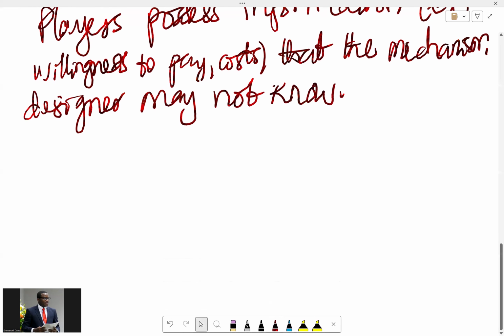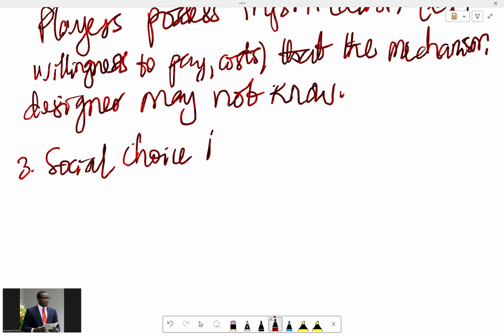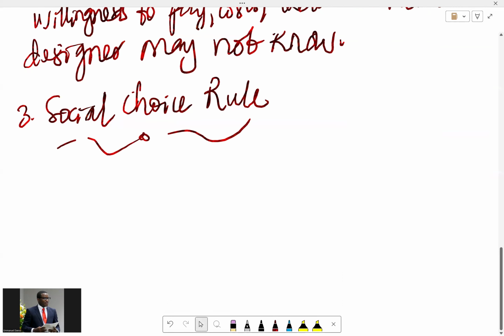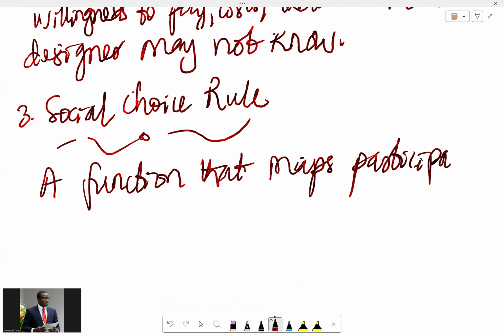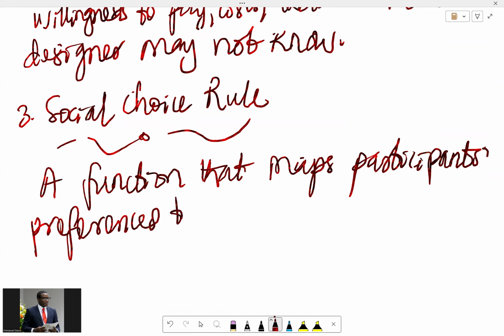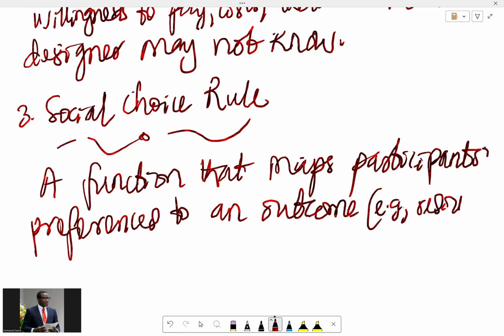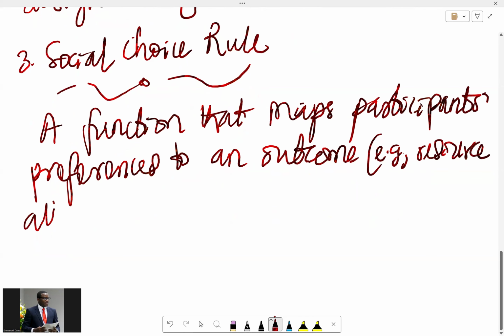Then we also have the social choice rule. Here, it is a function that maps participants' preferences to an outcome, e.g., resource allocation or winner selection.